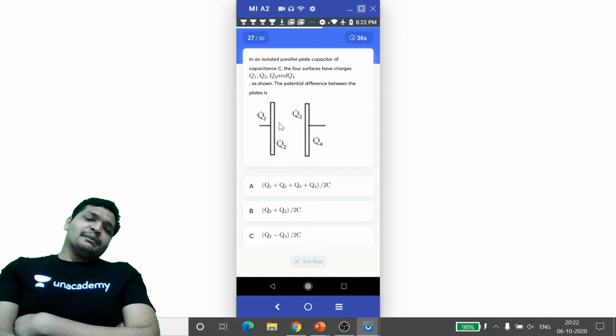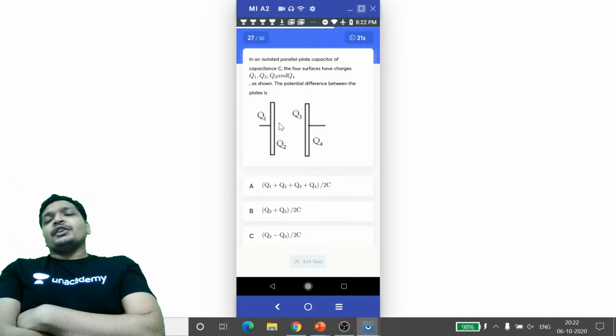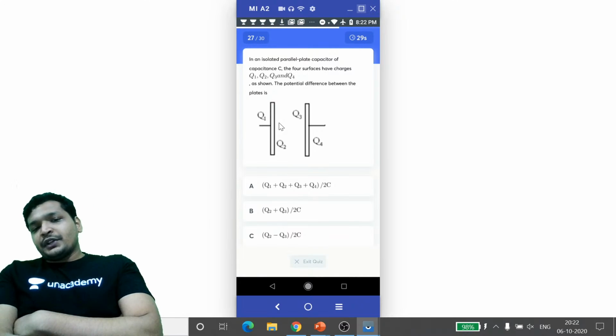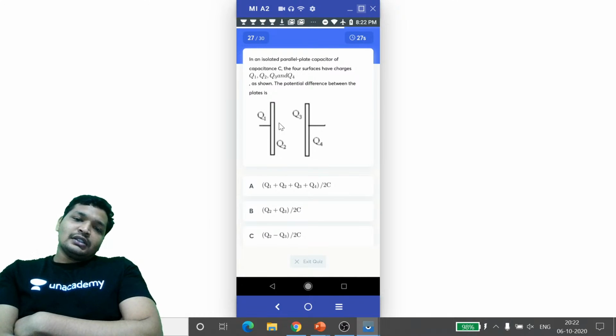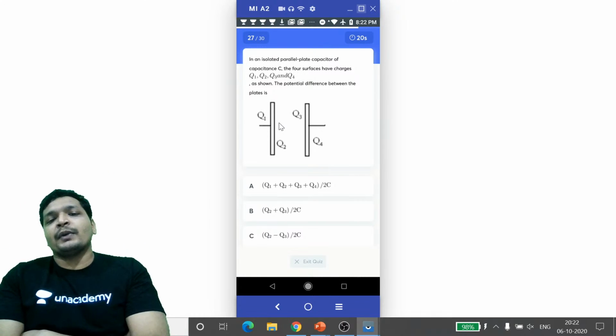So yeah, this is really simple, guys. You know one thing: inside, the charges should be opposite. Outside, the charges should be equal. And charges should be conserved. You can also move by Gauss law. One of the approaches is to use Gauss law.